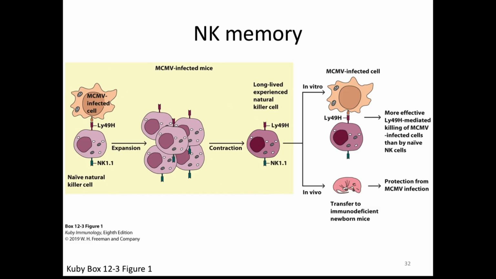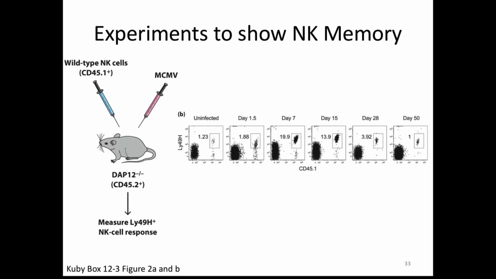And so here you can see some other data on this. Again, investigators put some NK cells into a particular mouse that they could track, and infected that mouse with a virus. And you could see the number of NK cells, the percent of them in the blood, increase and decrease through a perfect little clonal expansion and contraction phase like we saw before. It looks just like an adaptive response.